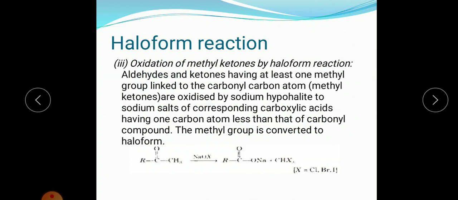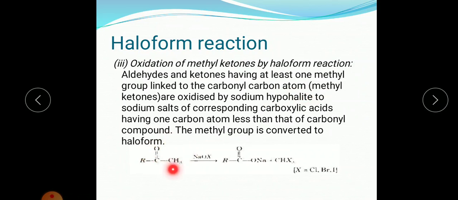Next, haloform reactions. This reaction we have seen in the first chapter as well as in the second chapter, the haloform reaction, or what we call the iodoform test. As we know, aldehydes and ketones having at least one methyl group linked to the carbonyl carbon atom, that is a methylketo group, when treated with sodium hydroxide and iodine, will form the corresponding carboxylic acid, and iodoform is formed. This is known as the haloform reaction.